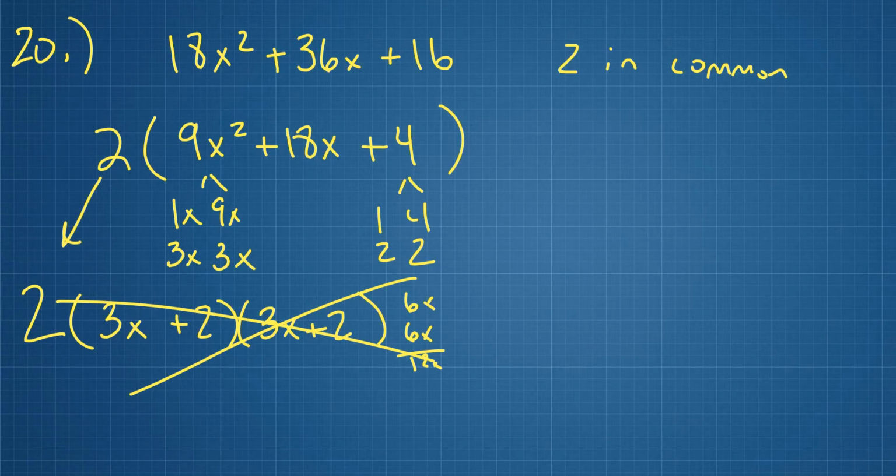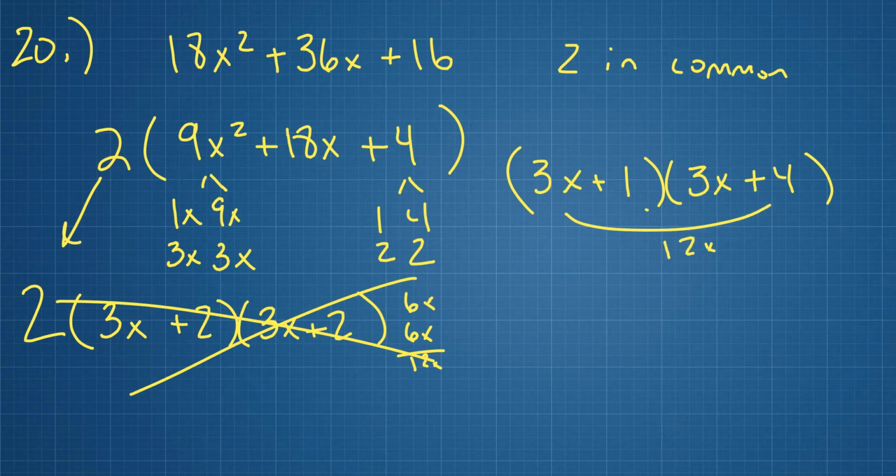So now I'm going to guess 1 and 4. So I'm going to put 3x plus 1, 3x plus 4. So I do the outside to get 12x, the inside to get 3x. Together, that's going to be 15x. Now what I want, I have 18x. So that's not right either.